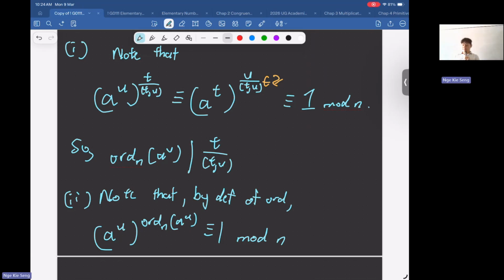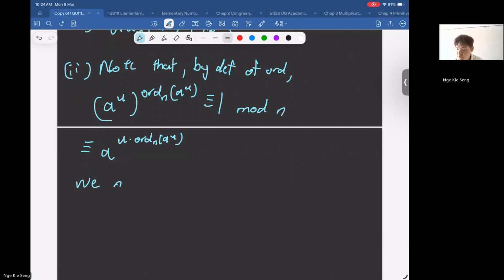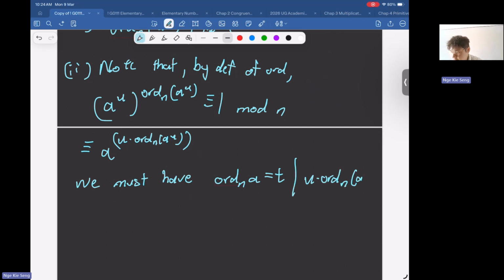So what does this mean here? Maybe I can write this a bit differently, right? I can group my U and the order together. So for this we can compare to the order of A. A to something is congruent to 1, meaning the order of A must divide this power here. The order of A is T. So T, which is the order of A, must divide U times the order of A^U.